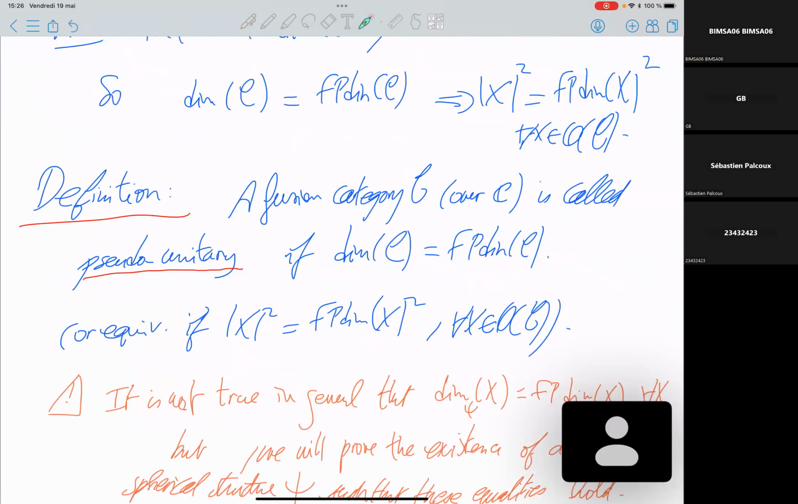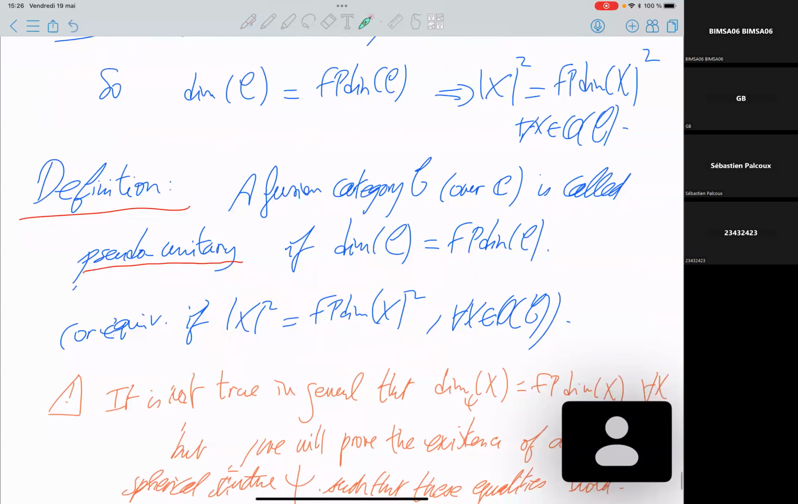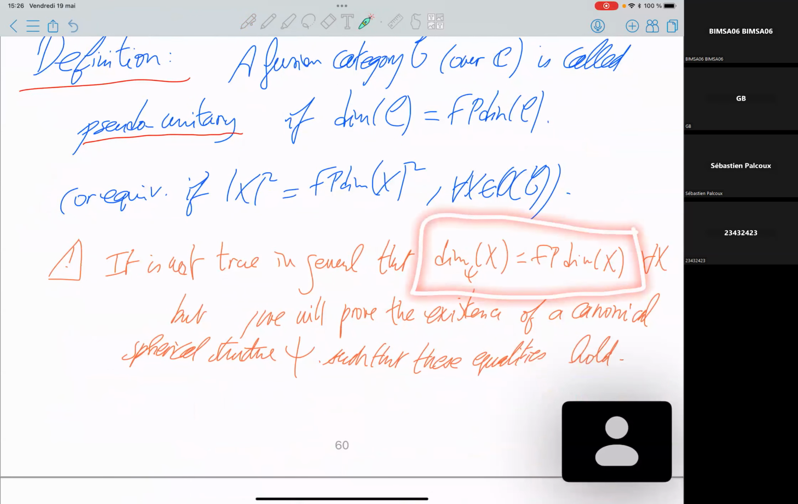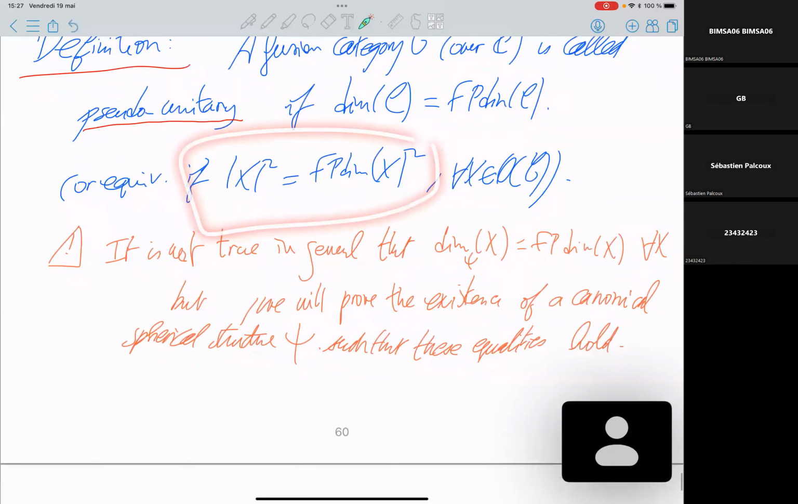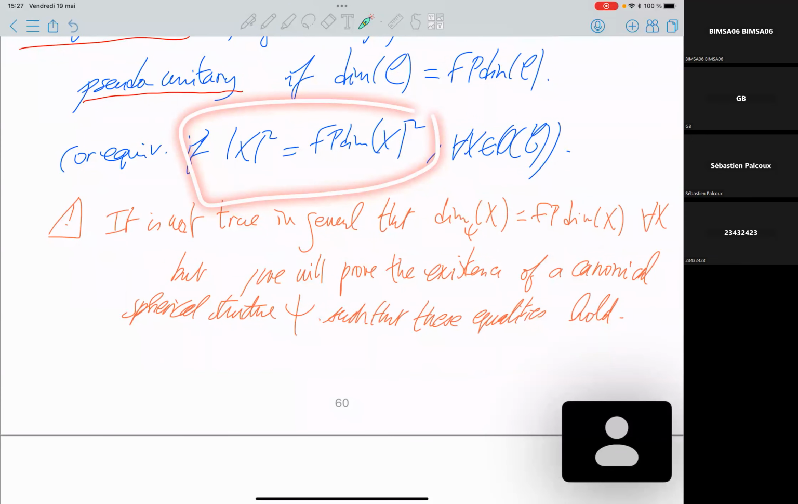So pseudo-unitary is only that, for all simple objects. You don't have that in general, but you can find a canonical spherical structure such that you have that. So you have to be careful, in fact. You have to choose a good canonical spherical structure such that you have that. Otherwise, you have only that.